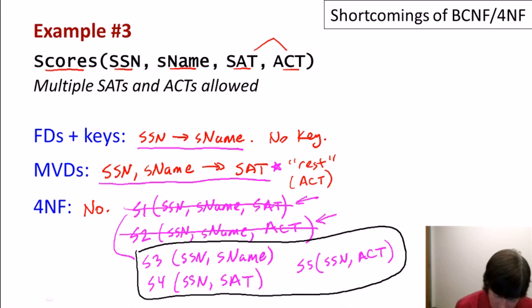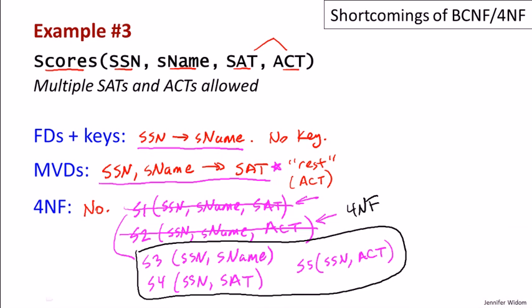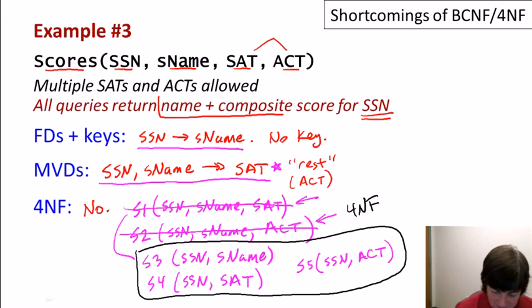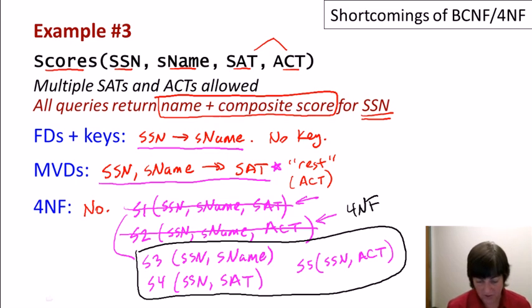And this schema is in fourth normal form, and that's good. We've separated out all the relevant facts, so it feels like a pretty good schema. But let's suppose now that all of the queries that we're going to run on these relations take a Social Security number, and what they return is the student's name and some composite score that's based on all of their SAT and ACT scores. And again, let's suppose every single query does that.